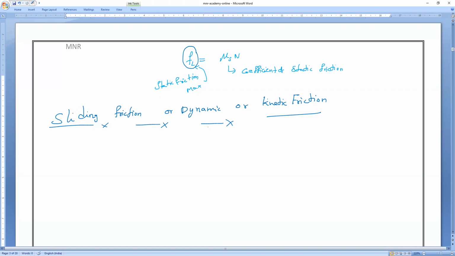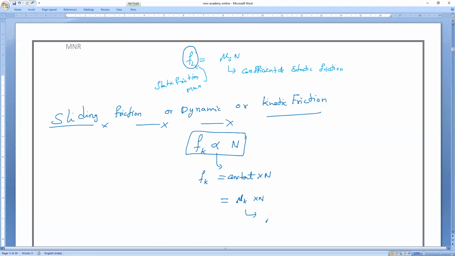And as I told you, this sliding friction will be represented with Fk, that is kinetic friction. So it's directly proportional to something. Anybody can tell what that is? Normal reaction. If you remove the proportionality and take the equals sign, then kinetic friction is equal to a constant into normal reaction. This constant we call mu k, so Fk equals mu k into N.